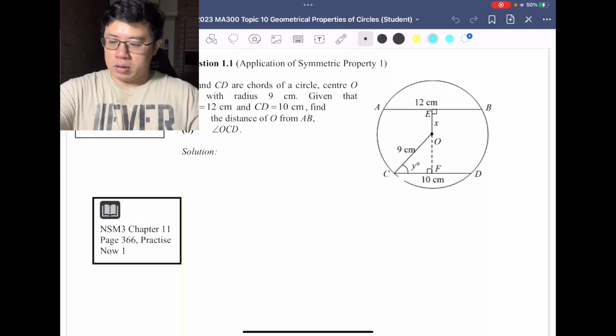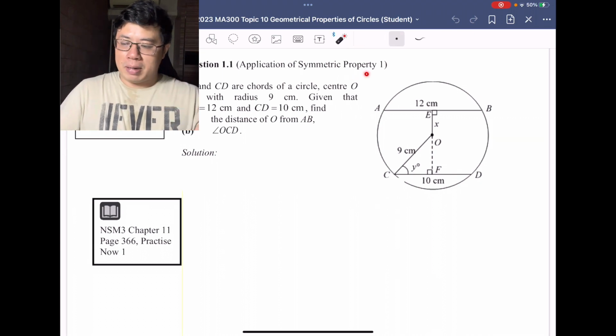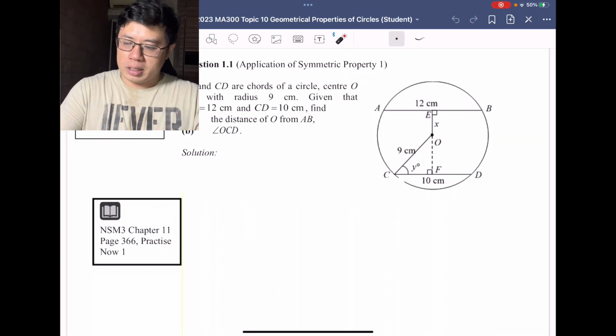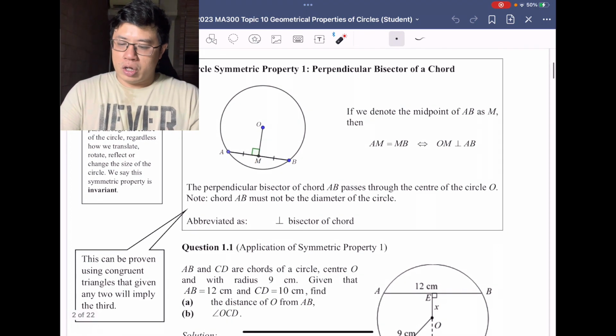Okay, so for this question, what we're going to do is look at question 1.1. This is the application of symmetric property 1, which is basically the perpendicular bisector of a chord. Earlier on, you have looked at symmetric property 1, which is the perpendicular bisector of a chord.